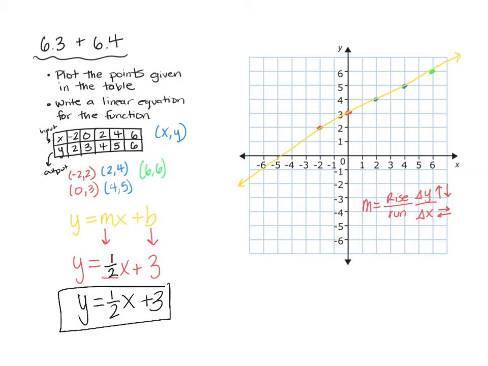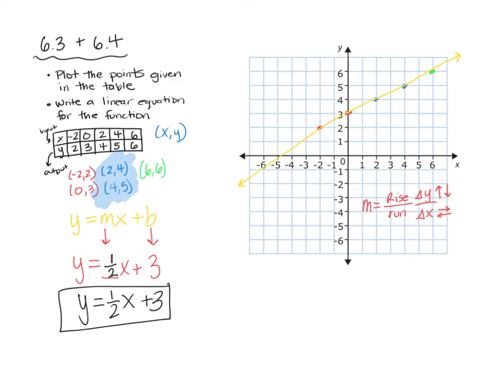That's one way to find the equation. Another way you can find the equation is you can take 2 of these points. I'm going to highlight them in blue. Take 2 of these points, these blue points right here. Just pick 2 points.